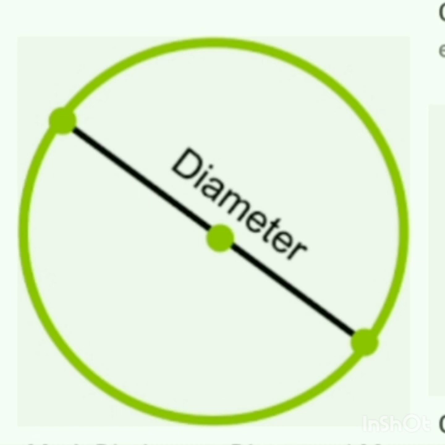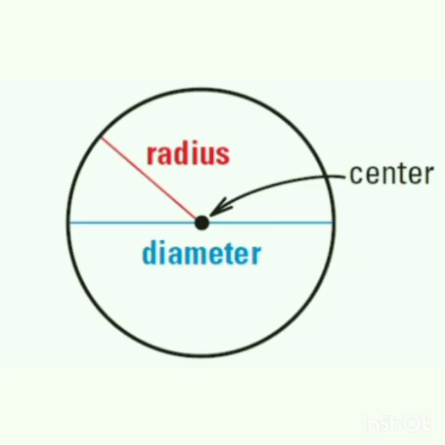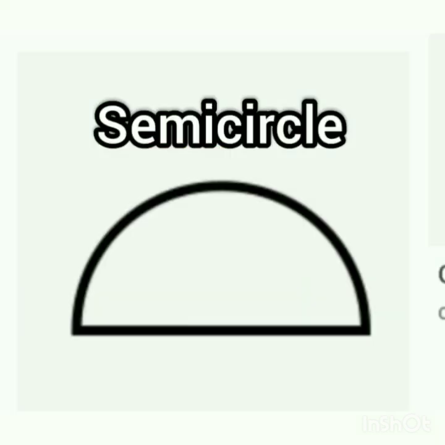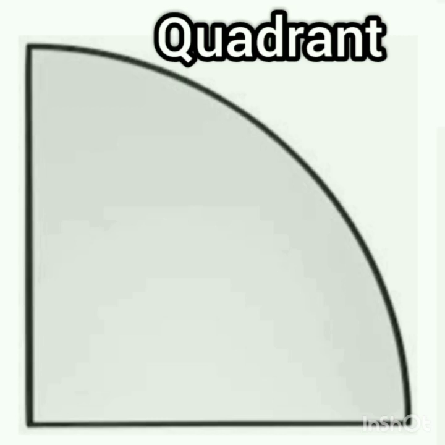A diameter is twice the radius. The diameter divides the circle into two equal halves. If we fold the circle along a diameter, we get half a circle, or a semicircle. That is, half of a circle is called a semicircle. If we fold the semicircle again, we will get a quarter circle, or a quadrant. That is, half of the semicircle is a quadrant.